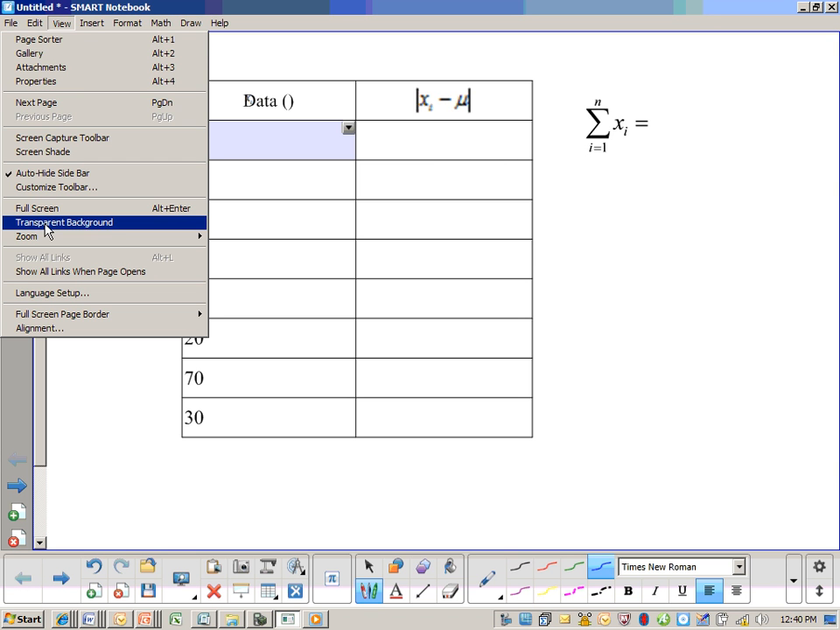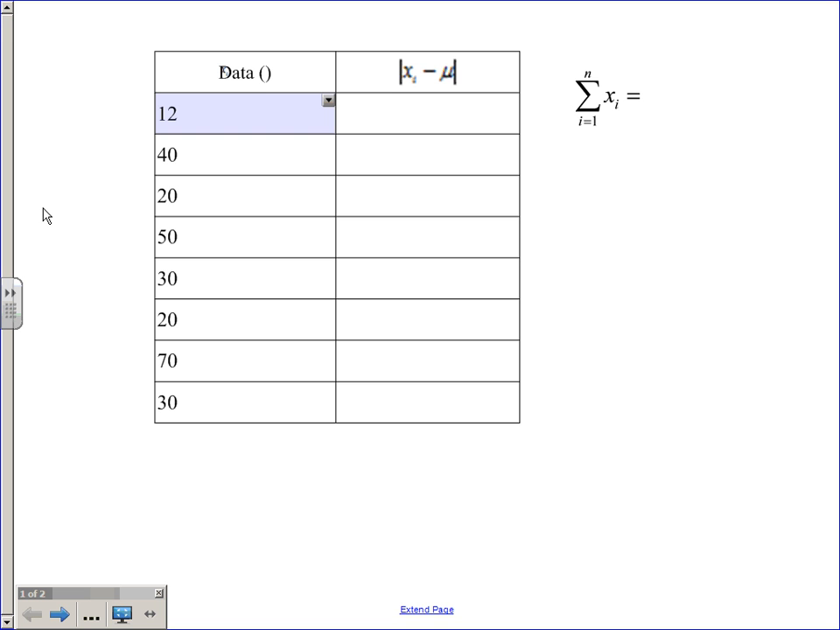Okay, since we were so rushed in class today, I thought I'd take a little time to go through an example, and we can do it a little more slowly. So we have a data set here. You can see that we have 12, 40, 20, 50, 30, 20, 70, 30. Those are our data points. And there's how many of them? 1, 2, 3, 4, 5, 6, 7, 8. There's 8 of those data points.